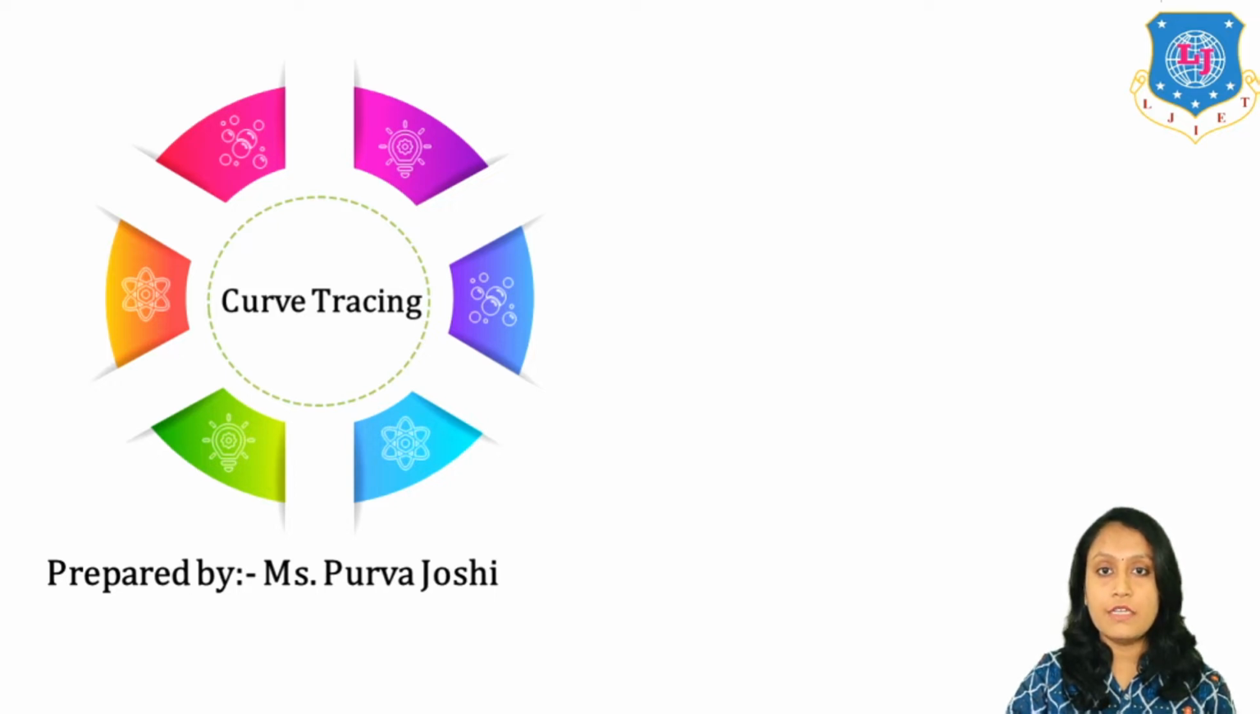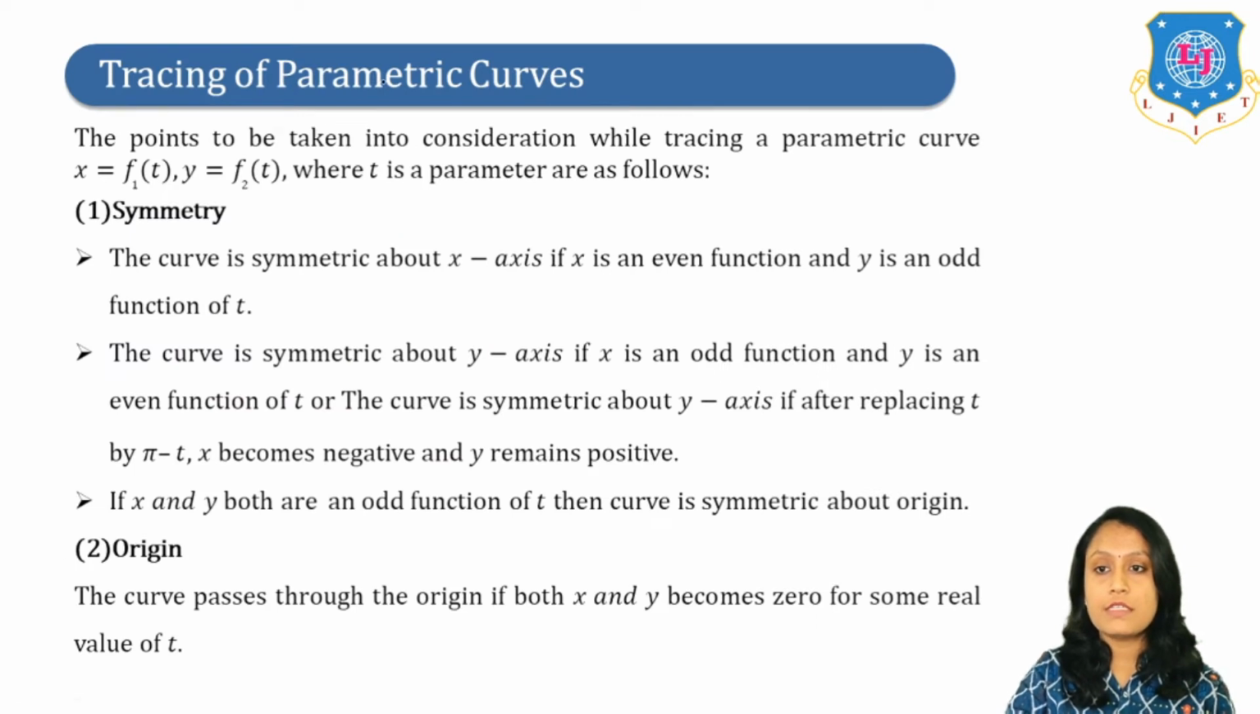Today we are going to study a topic from curve tracing. So it is tracing of parametric curves. The points to be taken into consideration while tracing a parametric curve x = f1(t) and y = f2(t), where t is a parameter. So firstly, we'll study symmetry.